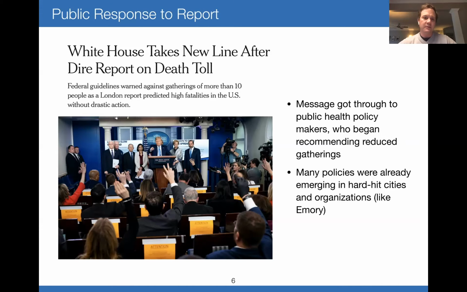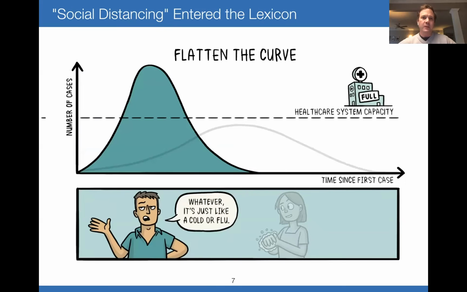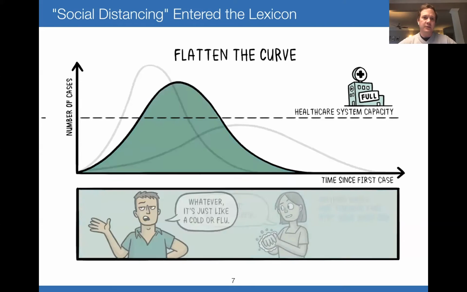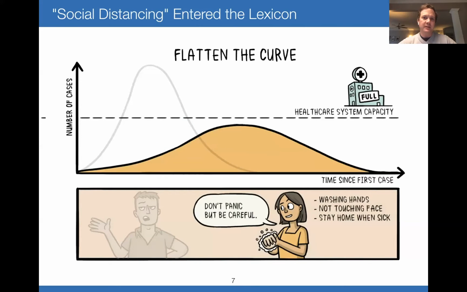that were the epicenters of the initial outbreaks in the US, and also in organizations like Emory to prevent mass gatherings. Conventions and conferences were already being canceled, but this was really the first time that the general public was being warned to reduce their social exposure. And around this time, this new term, social distancing, entered the lexicon.